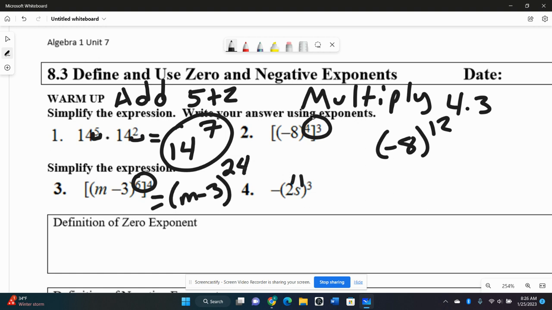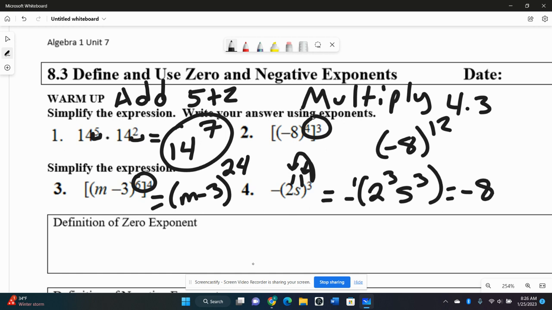And on number 4, remember both the 2 and the s have an exponent of 1. So we have to distribute this 3 and multiply it. So we get negative 2 to the third, s to the third. 2 to the third is 8. So we get negative 8s to the third. And that's our final answer.